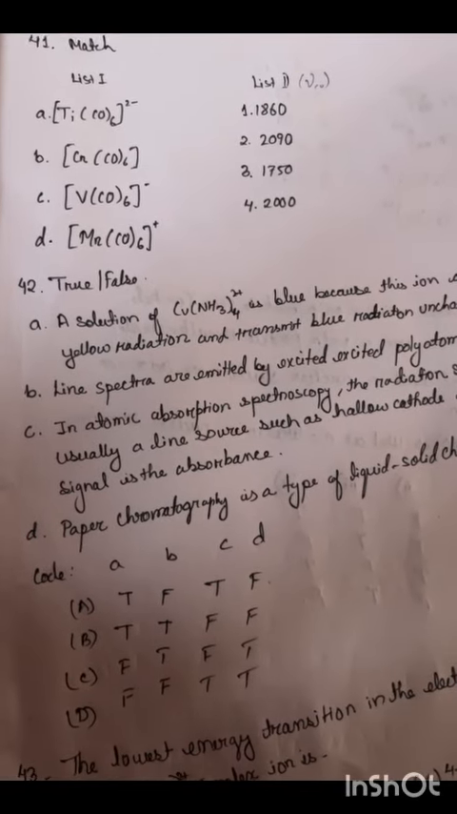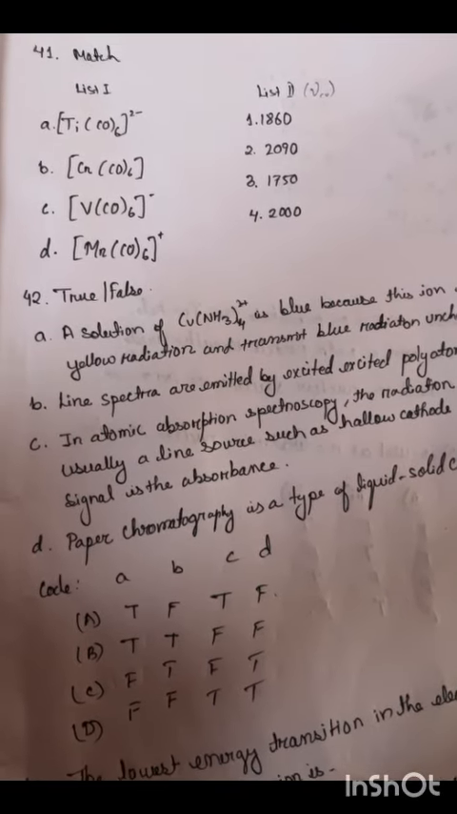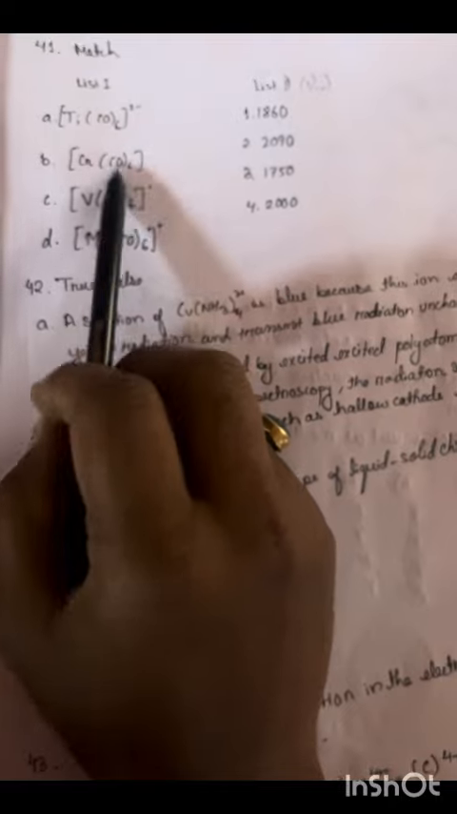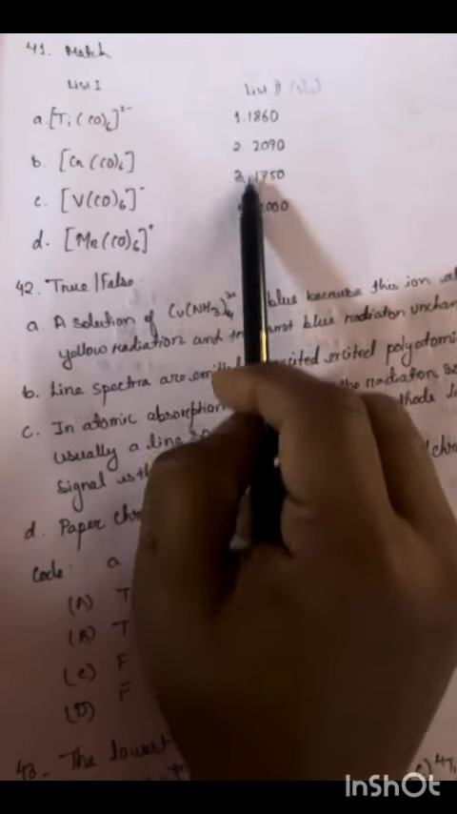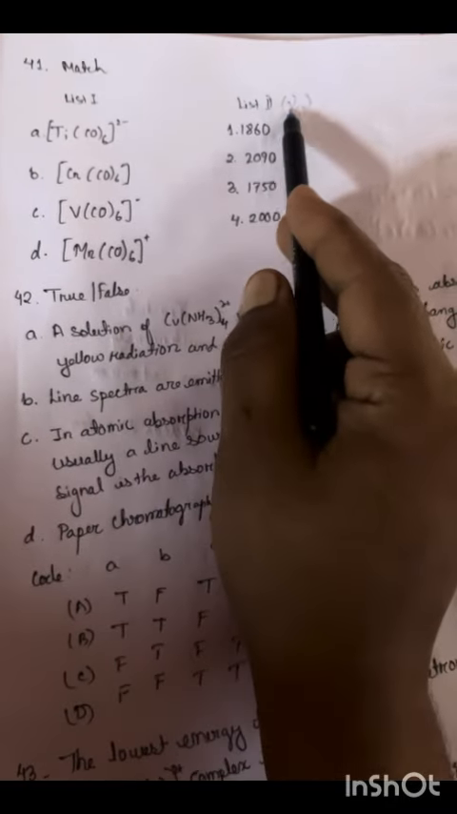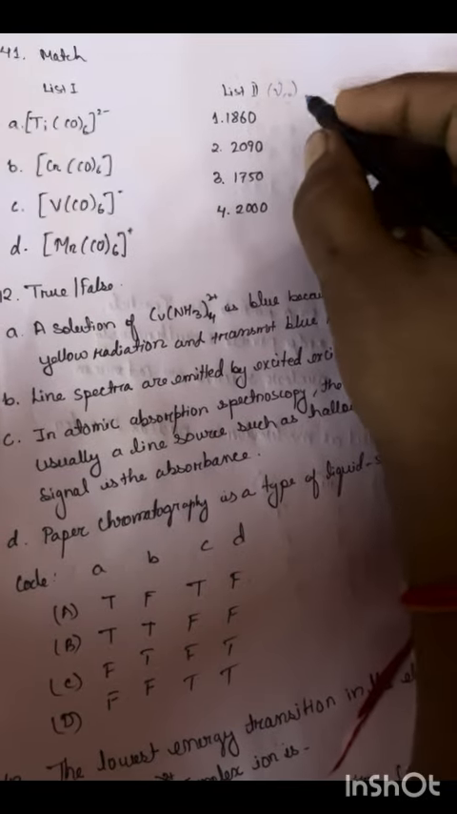Hi everyone, we shall start the next question. 41. You can see the complexes are given and then the mu CO values are given. So arrange it. Simple concept, back bonding concept is there. Mu CO. You remember what?